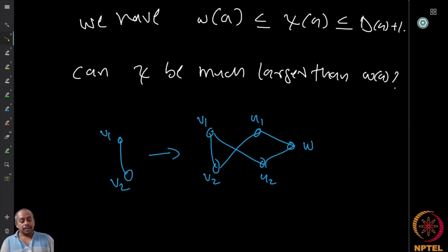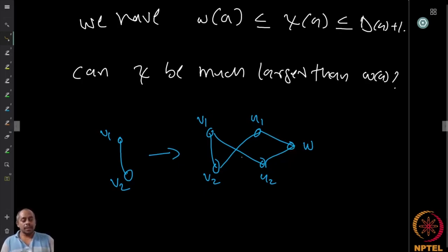The neighbors of u1 are precisely the neighbors of v1. So v1 had the neighbor v2, therefore u1 has the neighbor v2. v2 had neighbor v1, therefore u2 has neighbor v1. Whatever are the neighbors of v1 in the graph G, those same vertices are going to be the neighbors of the corresponding copy vertex also. Now, finally, I'm going to add a new vertex called w, and w is adjacent to all the new vertices that I introduced. Whatever the number of vertices here, I'm going to make w adjacent to each of them.